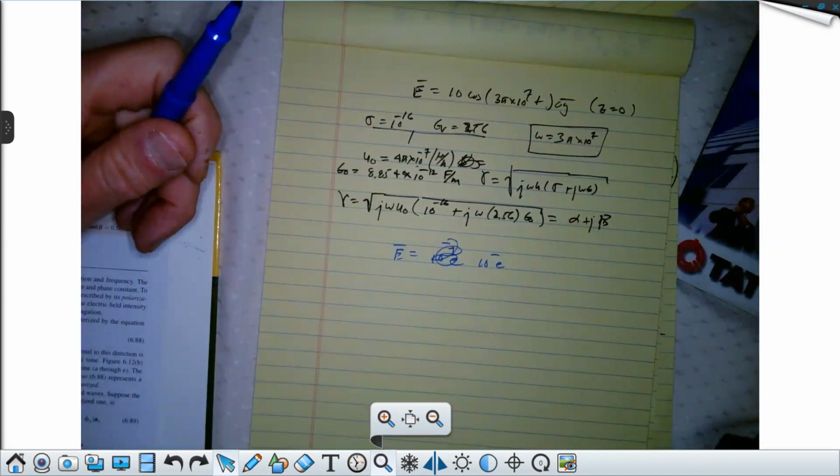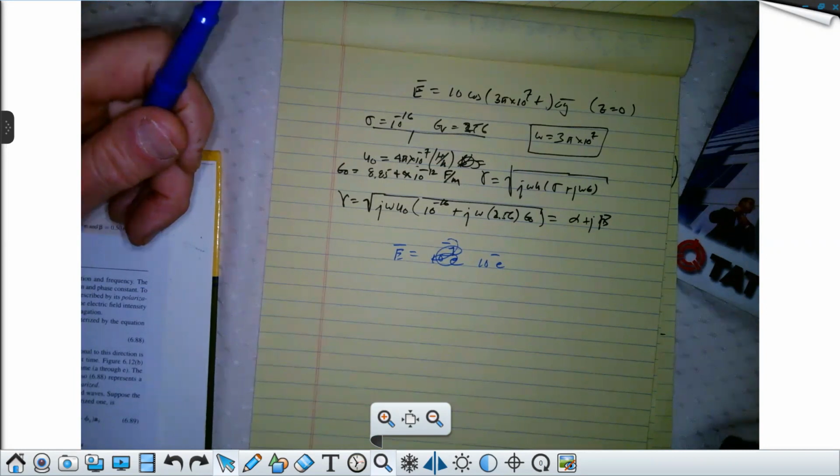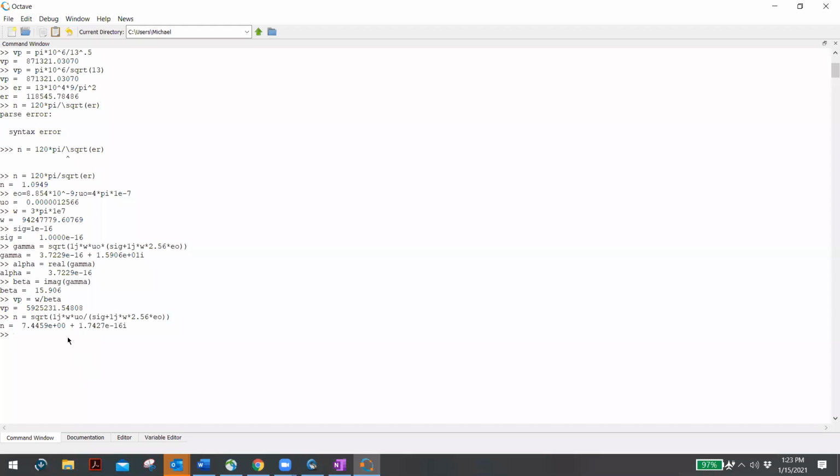Let me do it this way. If you look at this, alpha is this right here. Oops, sorry, that's eta. Alpha is this. It's extremely small. Do you all see that right there? So if that's alpha, whatever that is, I'm just going to leave it as alpha: e to the minus alpha z times e to the minus j.